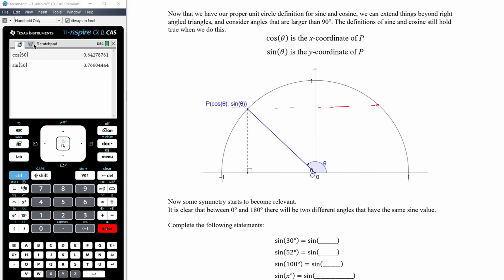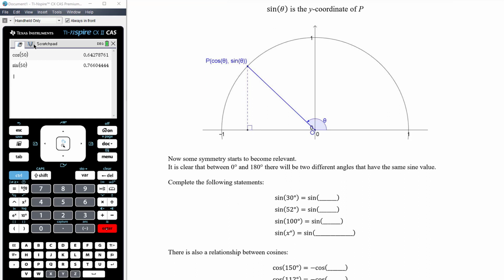I'm going to keep erasing here so I can just use this one diagram. We want to complete the following statements. So we want to think about sine of 30 degrees. Let's roughly draw in where 30 degrees would be, say about there. Sine of 30 degrees is the y-coordinate of this point over here. So sine of 30 degrees is that y value there.